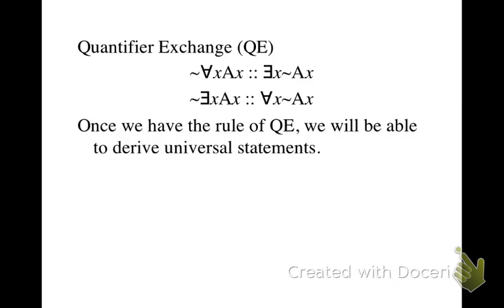So we're going to use this rule of QE in order to derive universal statements, and we'll do so using reductio. Every time we want to derive a universal statement, instead of having a rule of universal quantifier in, we will assume the opposite, that the universal statement is false, and then use the rule of QE to push that negation in, and then we can work with it. Then we will get a contradiction, and then we can prove what we were setting out to prove, which is the universal statement. I'll show how this works in a proof.